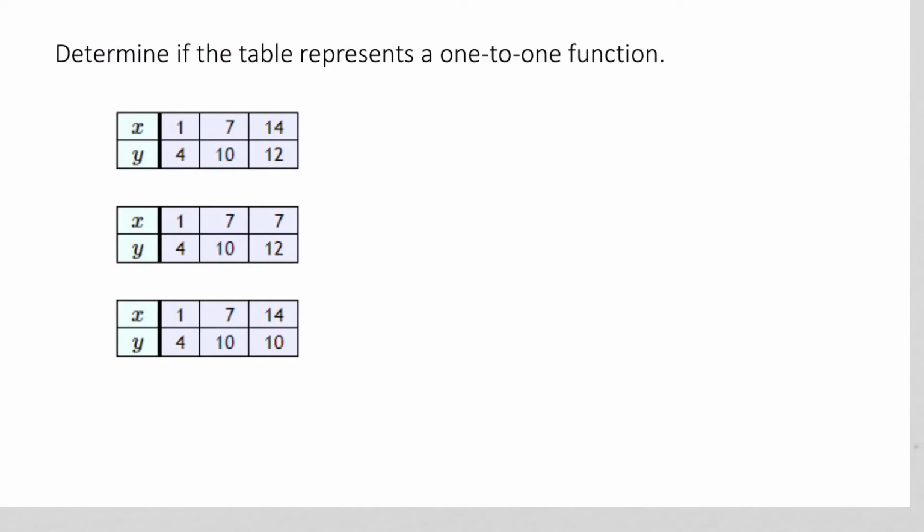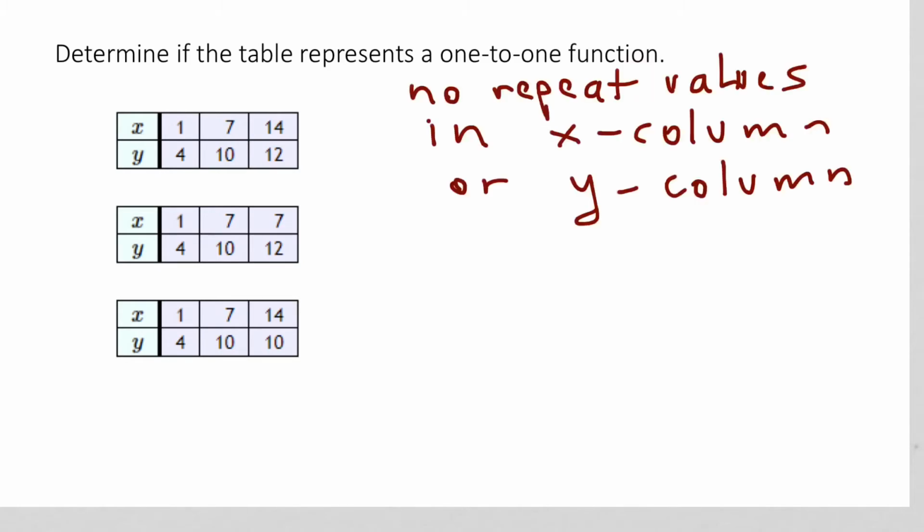So let's practice this one time. This says, determine if the table represents a one-to-one function. So remember, when we're looking for a one-to-one function, we want to make sure we don't have any repeat values. When I say no repeat values, what I'm saying is no repeats in the x column, no repeats in the y column. So if I look at these three tables here, let's look for repeats. Okay, so these are unique, and these are unique. This one looks like it's one-to-one.